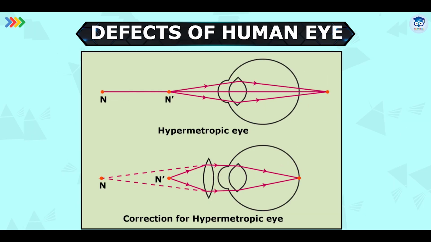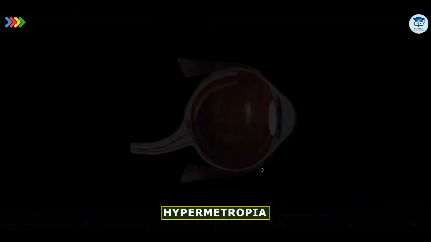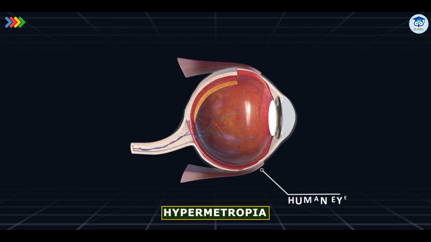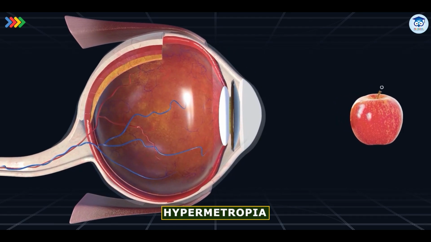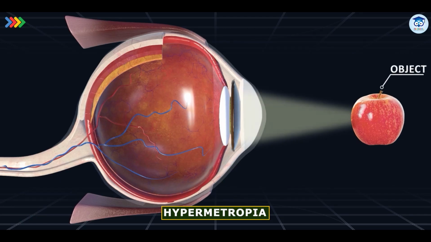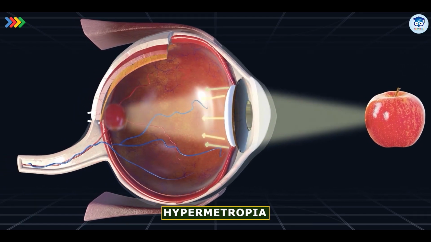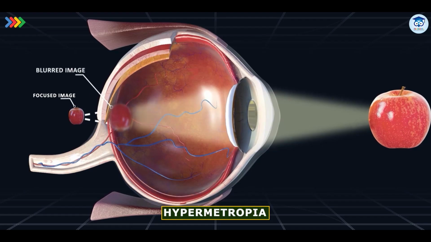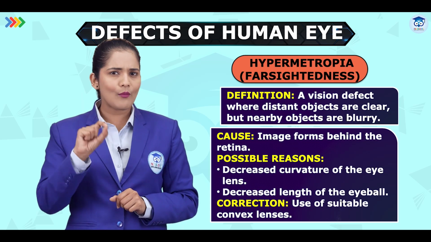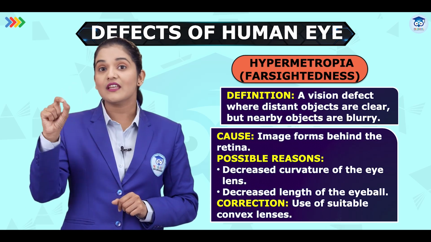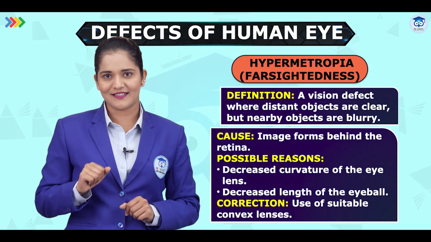Now that we have understood myopia, let's move ahead to discuss the second major defect of vision, hypermetropia, also known as farsightedness. In this condition, a person is able to see distant objects clearly but has difficulty viewing nearby objects which appear blurred. Hypermetropia is caused when the image of a nearby object is formed behind the retina instead of directly on it. This condition is essentially the opposite of myopia, where the image was formed in front of the retina.